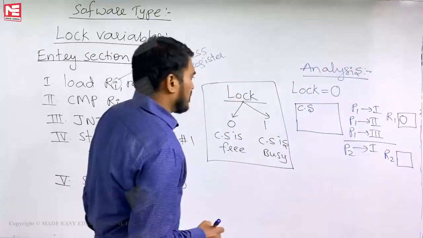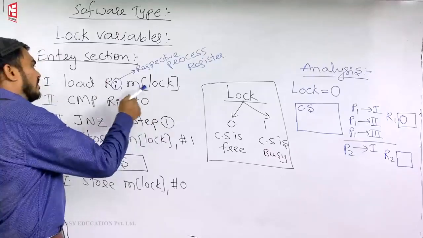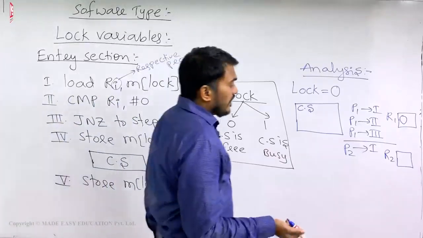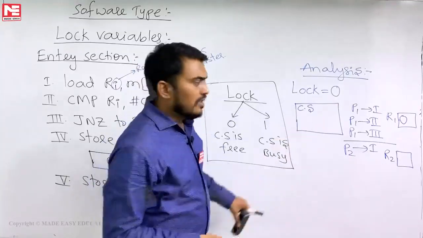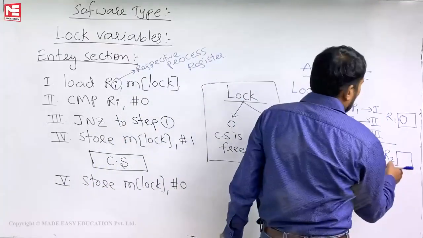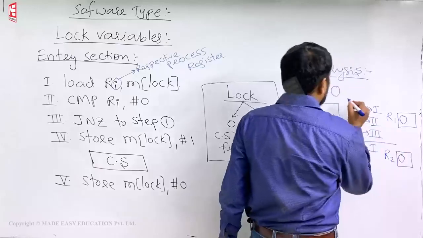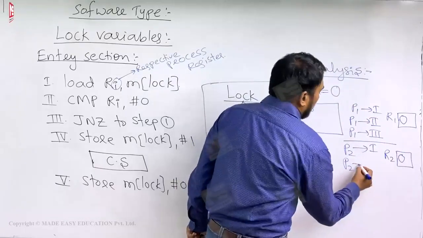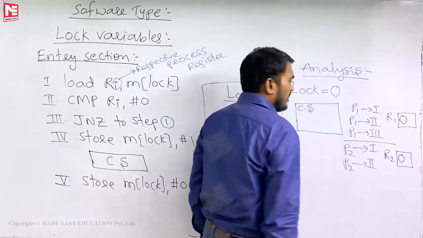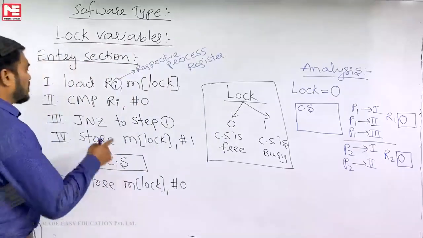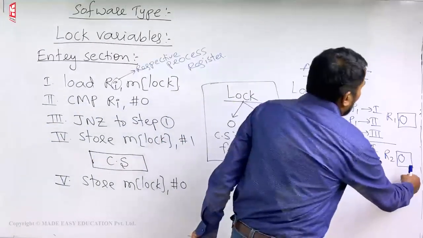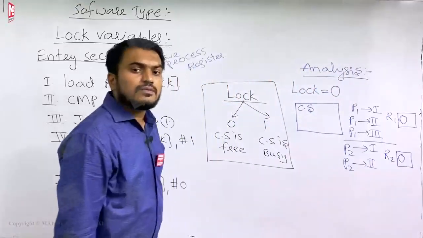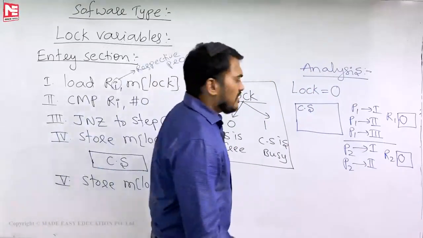Look here. What does the first instruction say? Load the value of lock into the register. So what's the lock value? It is in front of you. The lock value is 0. So load the lock value into the register, that is 0. And next, now P2 is executing the second instruction. What is the second instruction? Compare the register value with 0. Now tell me, is it 0 or non-zero? 0 only. So no problem, that is fine.